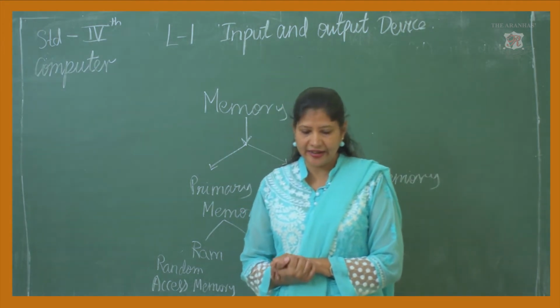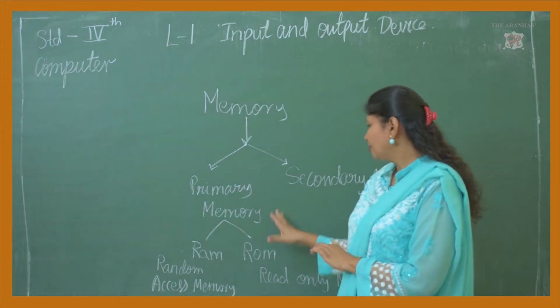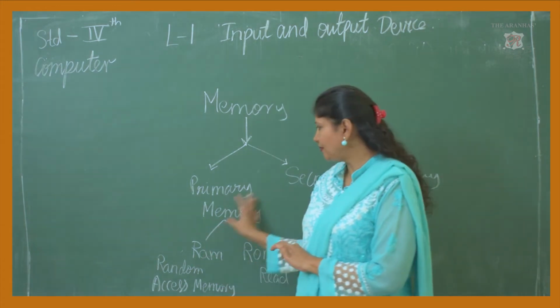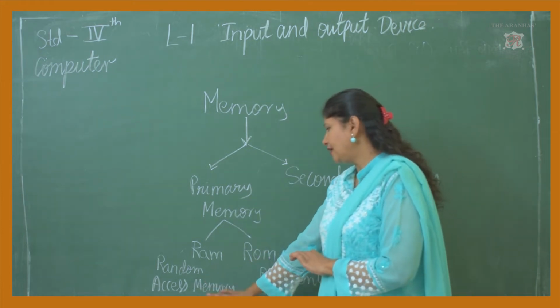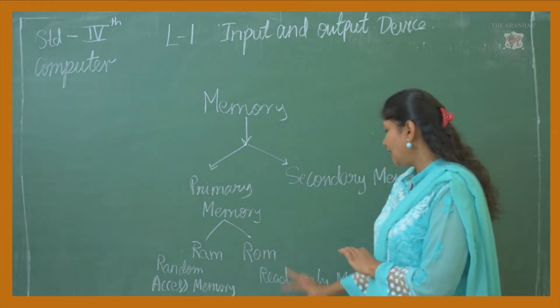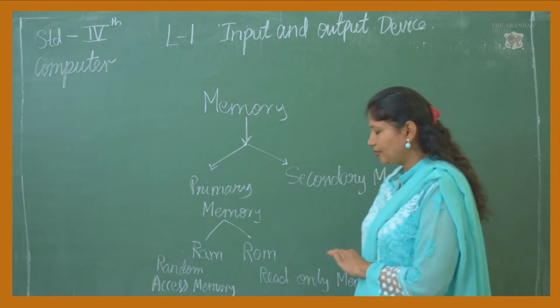Now after that, secondary memory. Primary memory is over. In primary memory there are two sections, RAM and ROM, random access memory and read-only memory.